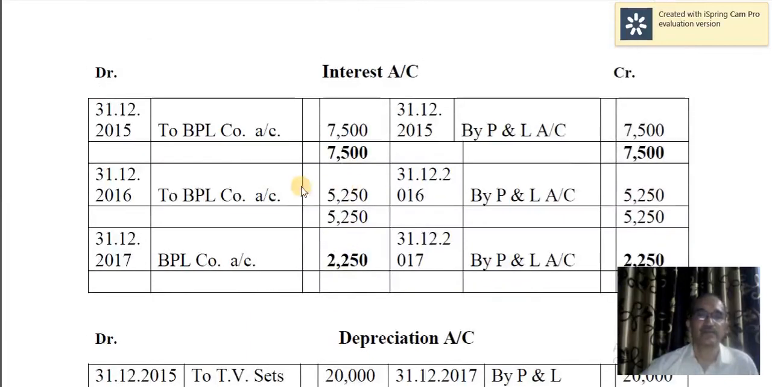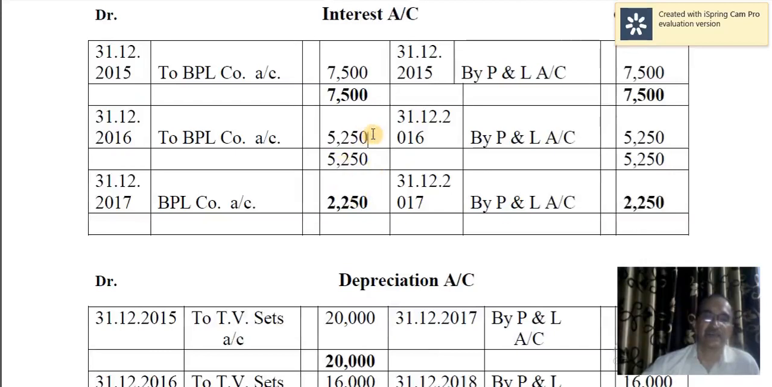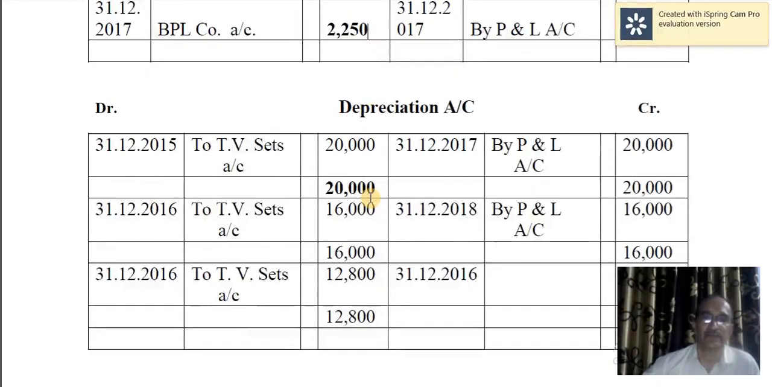Come to interest account. Interest account due to BPL company account, first year interest, which you already calculated. And interest being a nominal account, it is closed by transferring the balance to profit and loss account. And second year interest is 5,250. That is transferred to profit and loss account. Third year interest is 2,250. That is transferred to profit and loss account, because interest account is a nominal account. That should be closed at the end of the accounting year.